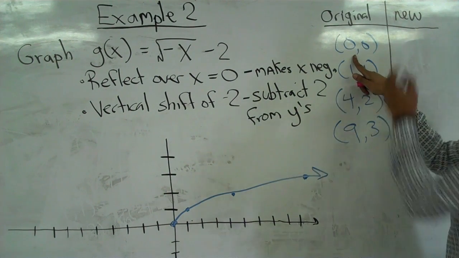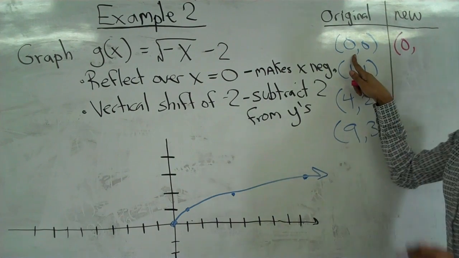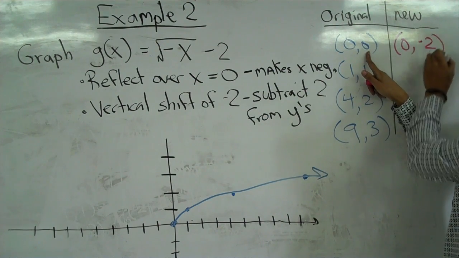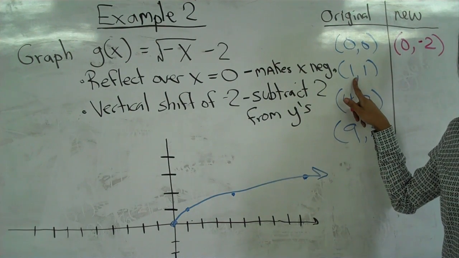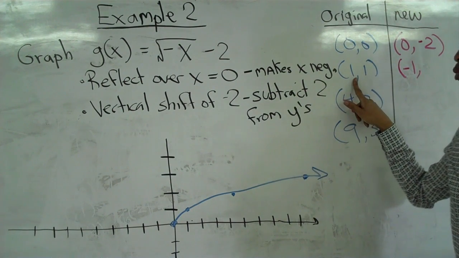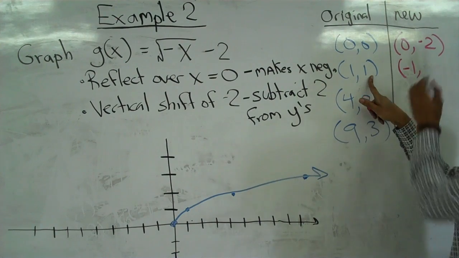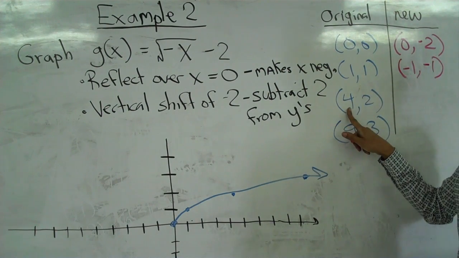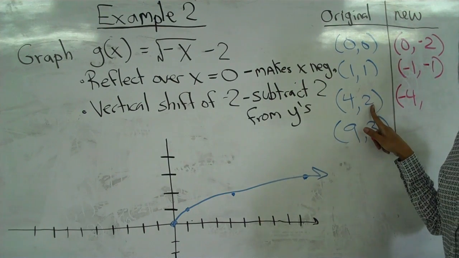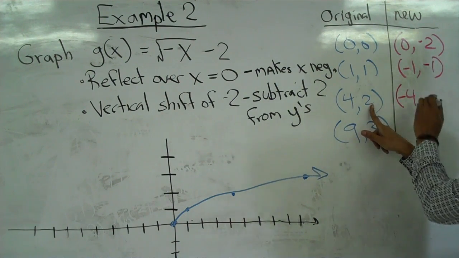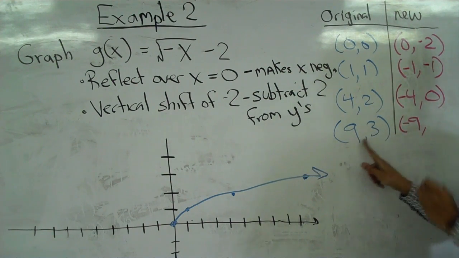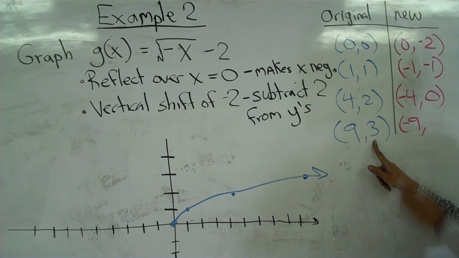Make the x value negative. Negative 0 is still 0. Subtract 2 from the y values. 0 minus 2 is negative 2. Take the x value and make it negative. That's negative 1. Take the y value and subtract 2 from it. 1 minus 2 is negative 1. The x value becomes negative. That's negative 4. The y value minus 2. 2 minus 2 is 0. The x value, make it negative. And the y value, subtract 2. That gives us negative 9, 1.